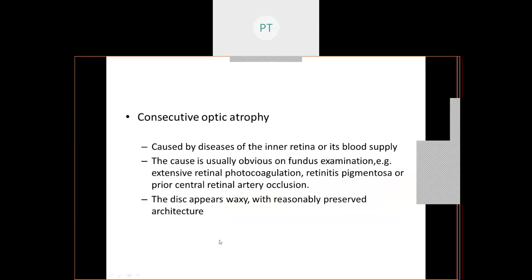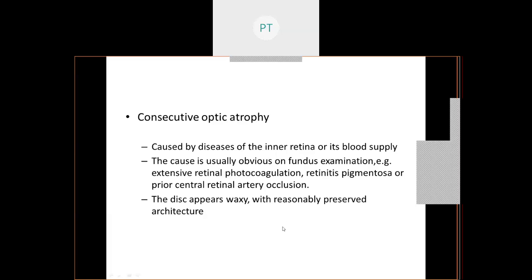Then consecutive optic atrophy is usually caused by diseases of the inner retina or its blood supply, and the cause is usually obvious on fundus examination. It can occur if there's atrophy following extensive retinal photocoagulation, retinitis pigmentosa, or a prior central retinal artery occlusion. So it is secondary to, following these conditions. The disc appears waxy with a reasonably preserved architecture.